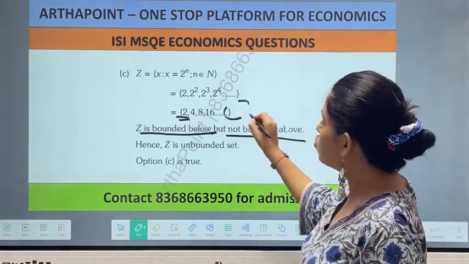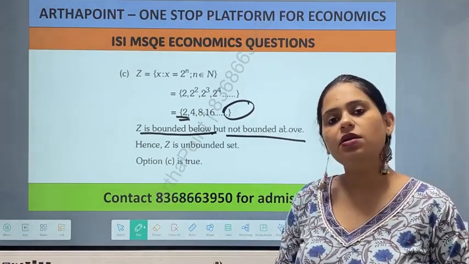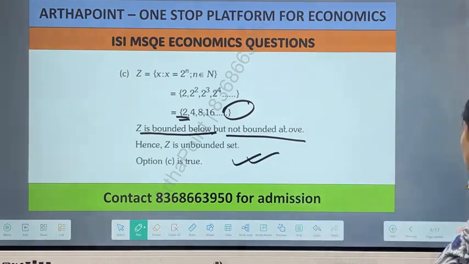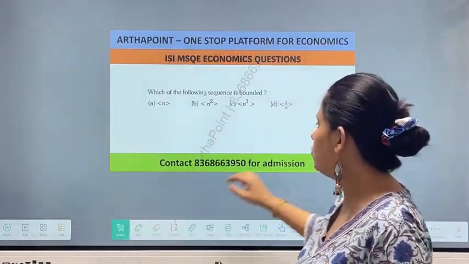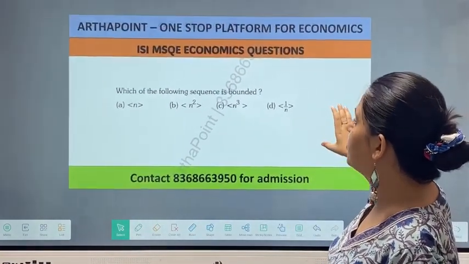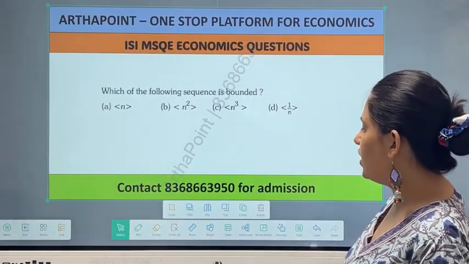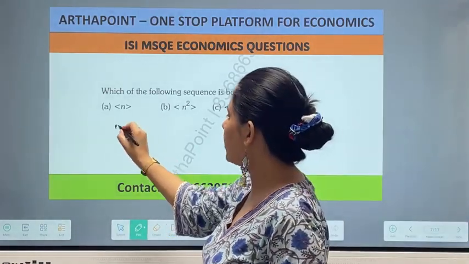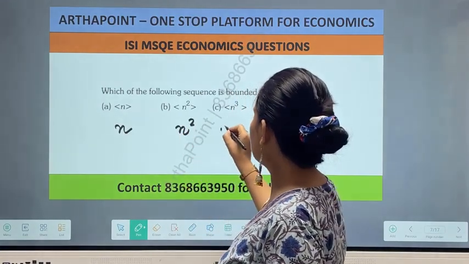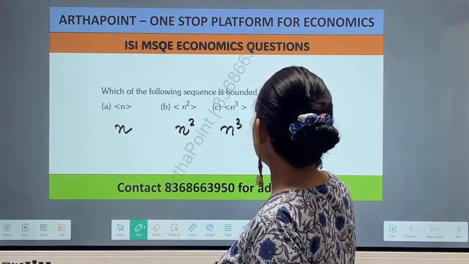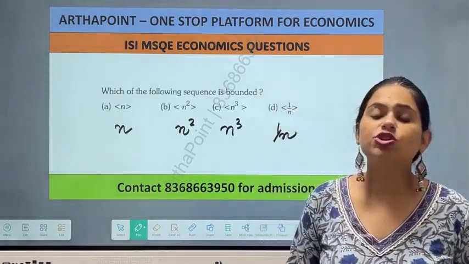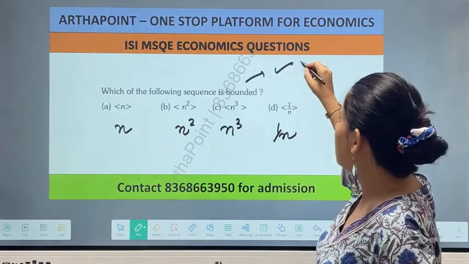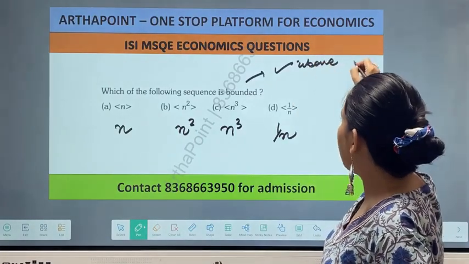Okay, beta, come to the next question. Let me zoom this a bit for you. Try to solve this question. Which of the following sequences is a bounded sequence? There are 4 options. You have n, n square, n cube and 1 by n. You have to tell me which of these is a bounded sequence. That means it should be both bounded above and bounded below. Both should be satisfied. So just try to think about it.